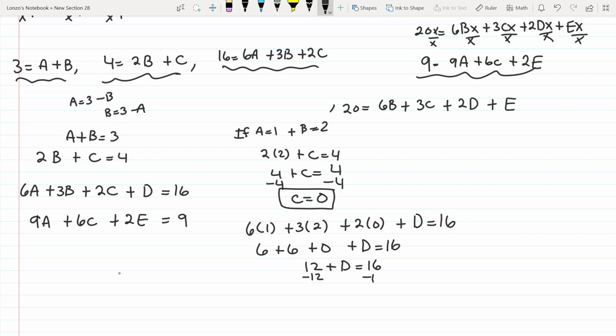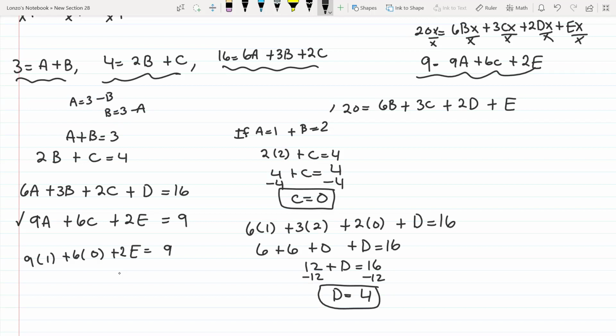Subtract 12. 16 minus 12 is 4. So d is 4. Can I figure out what my e is now? Yes. So I'll put it into this equation. So it would be 9 times 1 plus 6 times c plus 2 times e, which is, what did I say e was? I'm not sure. Let's find that out.